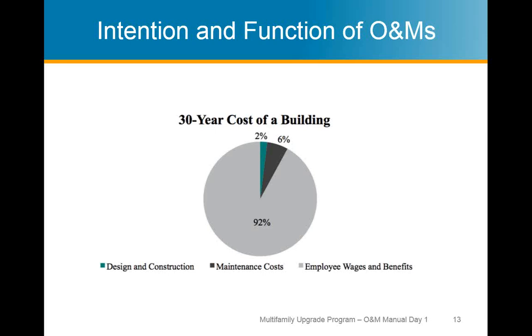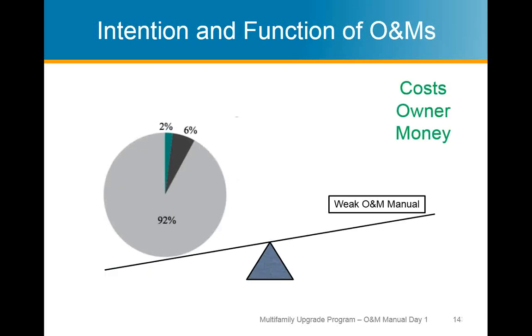we're never going to really break out of these percentages here. Employees and wages and benefits is always going to be the dominating factor. Having an O&M manual isn't going to make it 20% or 30%. But what it's really going to do is shrink this pie so we spend less money over time on preventative maintenance, deferred maintenance, things that otherwise could have been avoided by a robust O&M manual.